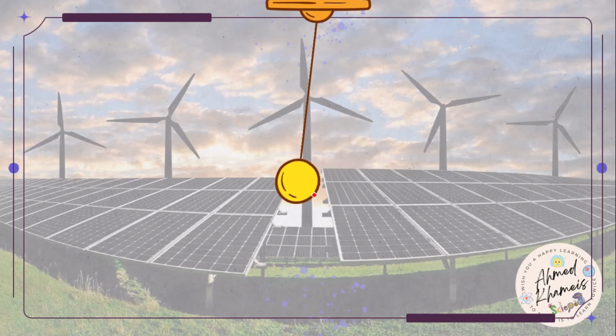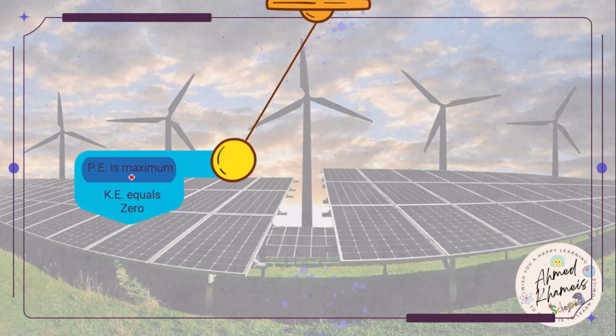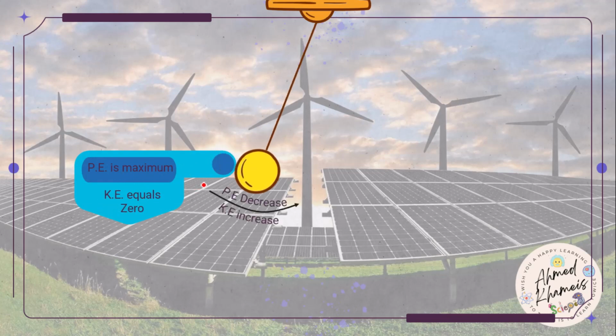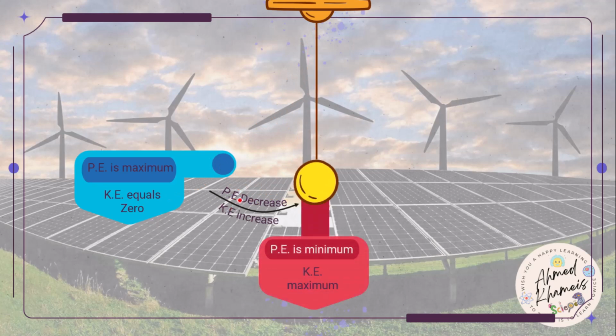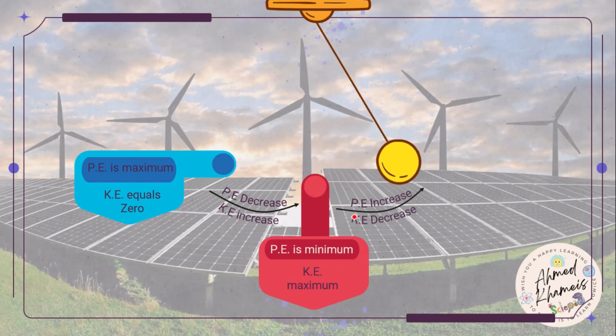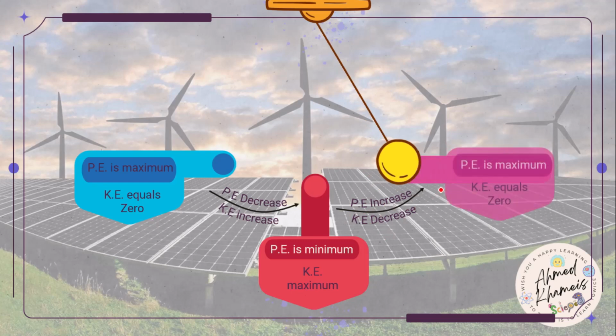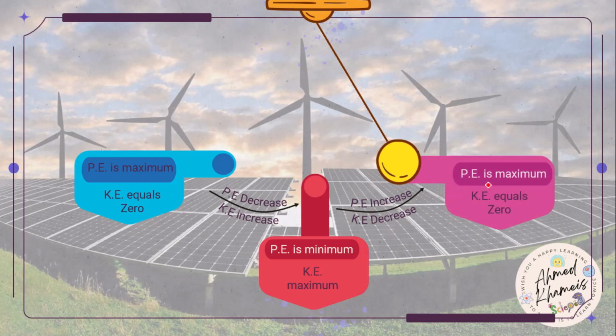So the pendulum, as you pull it to a higher position, the potential energy is maximum and the kinetic energy equals zero, and as it moves to the rest position, the potential energy decreases and the kinetic energy increases. At the rest position, the potential energy will be minimum and the kinetic energy will be maximum, and as it goes up, the potential energy increases and the kinetic energy decreases. And in this case, the potential energy is maximum and the kinetic energy equals zero.